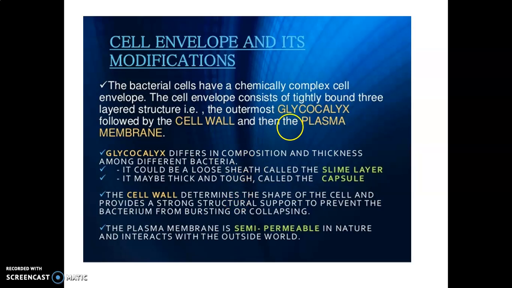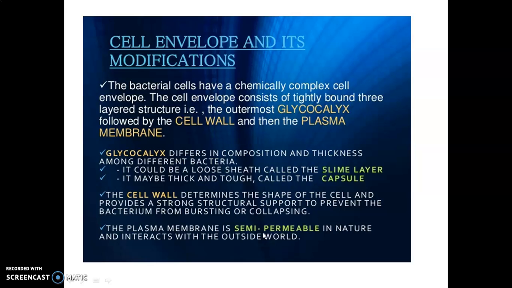Which is the next one? Glycocalyx is followed by, yes, the cell wall. The cell wall determines the shape of the cell and provides strong structural support to prevent the bacterium from bursting or collapsing. Okay, children? So, what is the speciality of the second layer? The cell wall. It determines the shape of the cell and provides strong structural support to prevent the bacterium from bursting or collapsing.